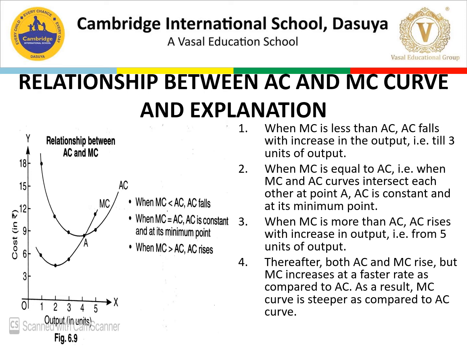When MC is more than AC, that is the third point, AC rises with increase in output, and that is from 5 units of output onwards. Thereafter, both AC and MC rise, but MC increases at a faster rate as compared to AC. As a result, the MC curve is steeper as compared to the AC curve. So this is the relationship between AC and MC curve. We have repeated the explanation 3 times: one with the table, another with the graph, then again the independent explanation which I've given you.